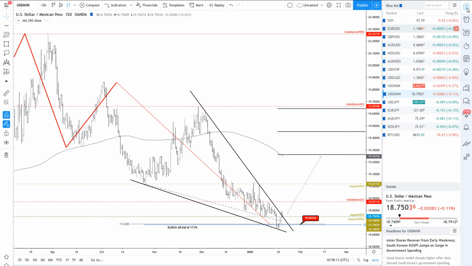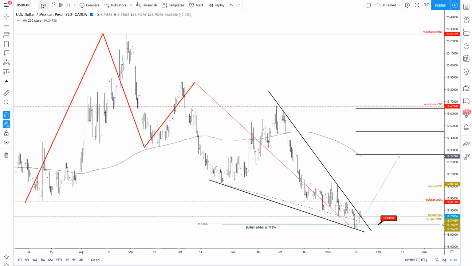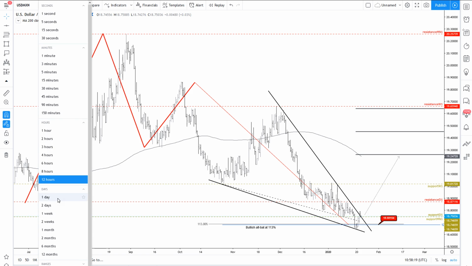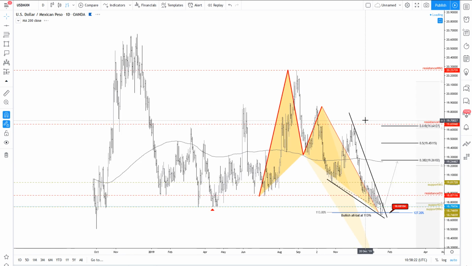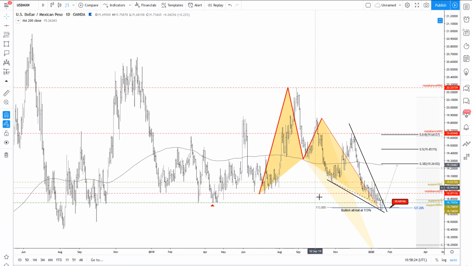Mexican peso, in another way, we're still trading in a very interesting position, at least for those who are searching for longs for Mexican peso.